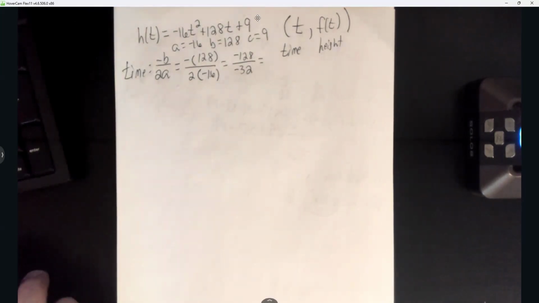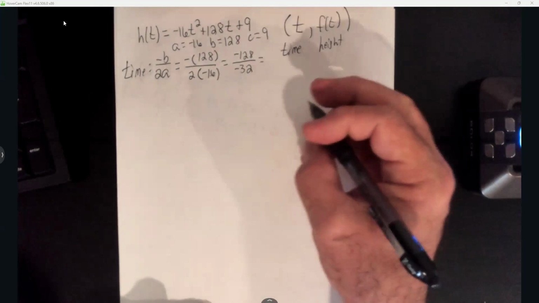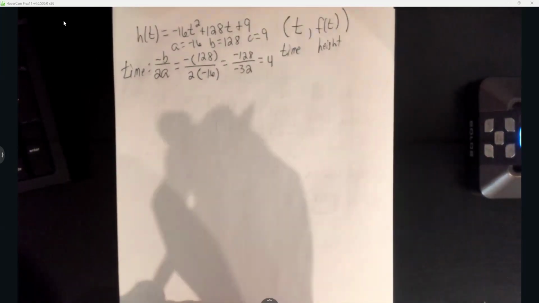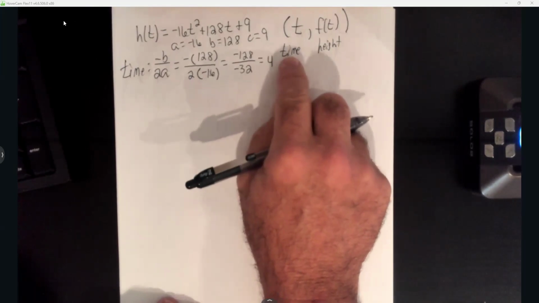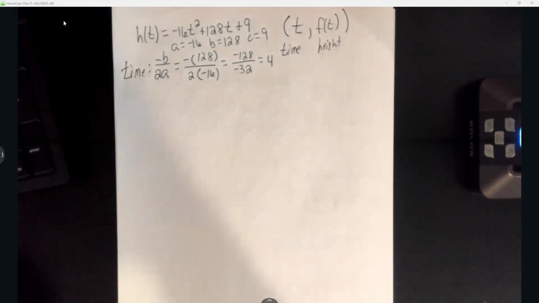-128 over -32. See what y'all get on that. All right, y'all, let's see. When I divided that, that ended up giving me a +4. So that means it's going to take 4 seconds for my rocket to reach its maximum height.